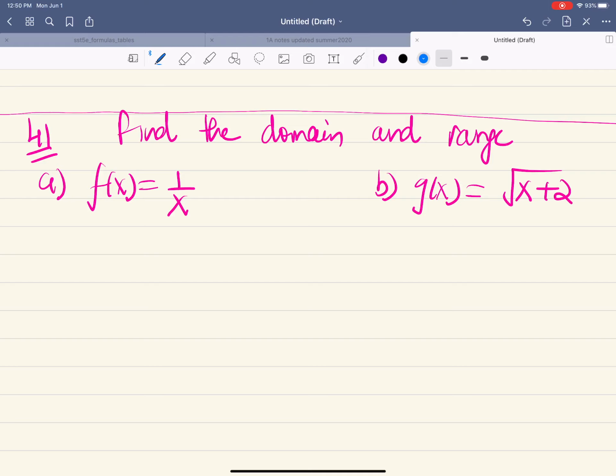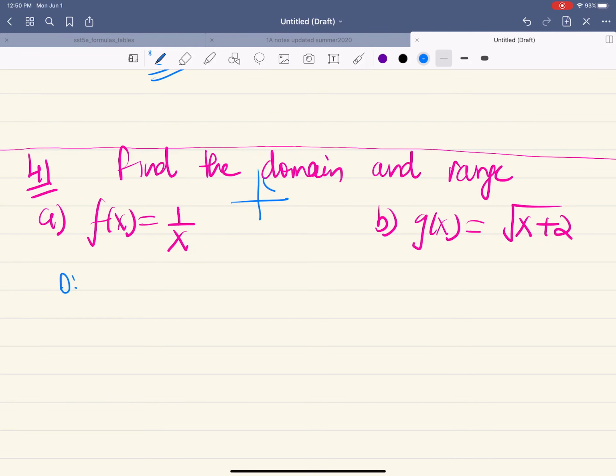So domain and range, domain for 1 over x. I know if you graph this function, this is a famous rational function. It looks like this. Domain, I'm going to write in interval notation, is going to be negative infinity to 0 union 0 to infinity. That's going to be my domain here, and the range is also going to be the same, negative infinity to 0 and 0 to infinity, because you have a horizontal asymptote at y equal to 0 and it does not touch that.